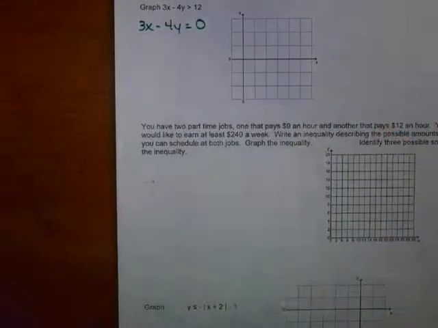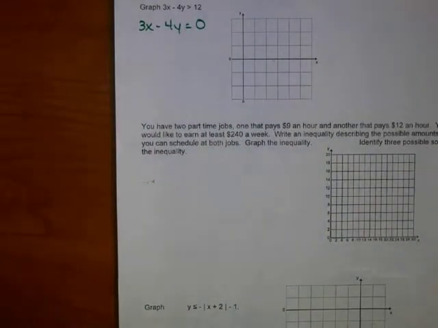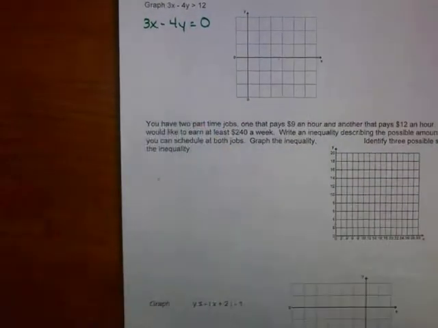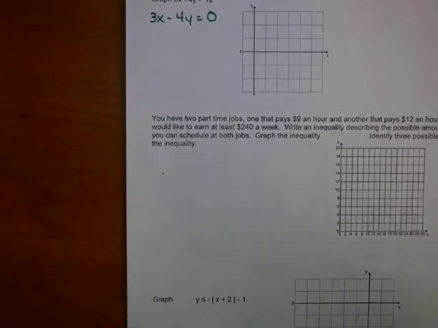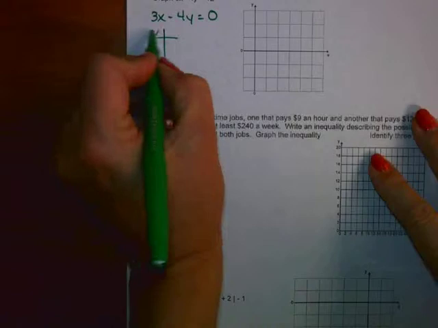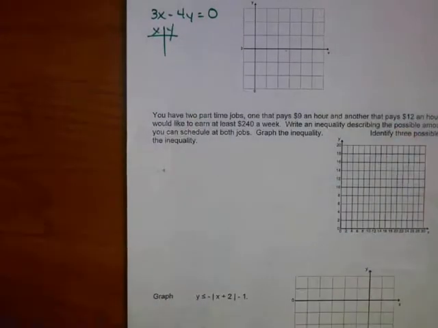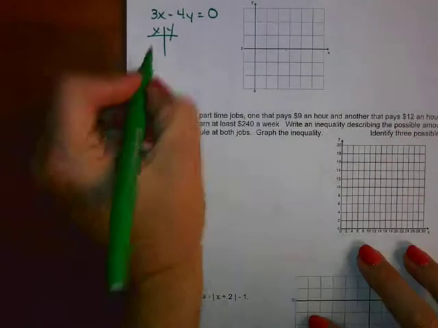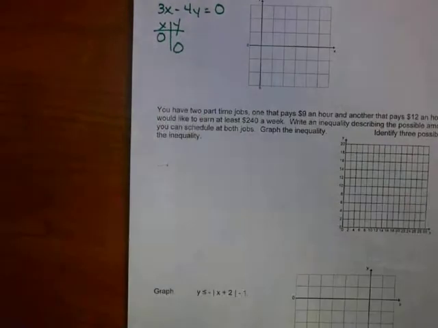I'm going to write it as an equals just to get the points I need to draw the line. What form is this in? What's the easiest way to graph it? I prefer this. I don't care if you put it into y equals mx plus b. I prefer a baby table. You find the x and y intercepts.